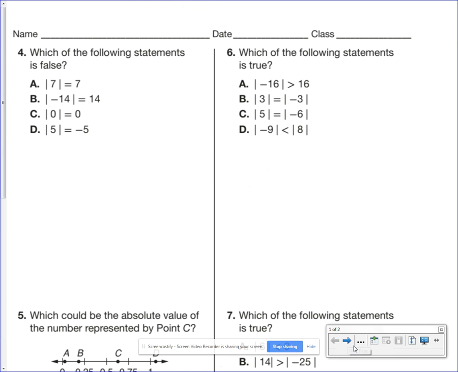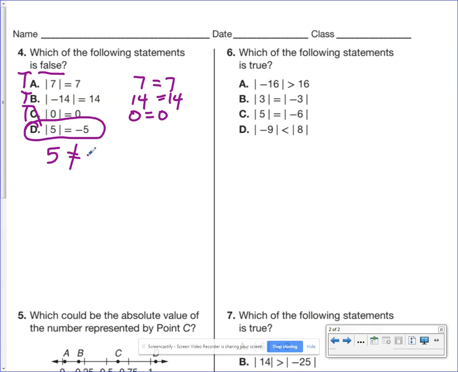Turn the page over. They do this a lot on MCA tests and on many standardized tests. Which one is false? That means 3 of them are true. Evaluate what that absolute value means. On A, this means +7, +7. That's true. So it's not A. This one, +14, is this value, and this is positive. That's true. 0 doesn't have a sign, so it's just 0, which means, ta-da, this has got to be the one that's false, because the absolute value of +5 stays +5, not equal to the -1.